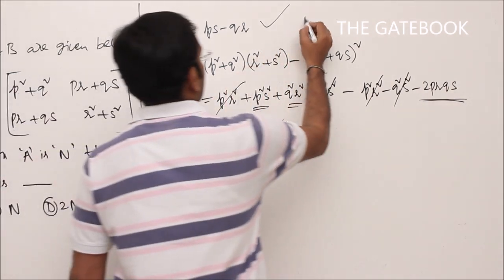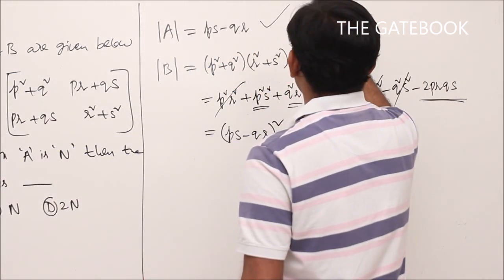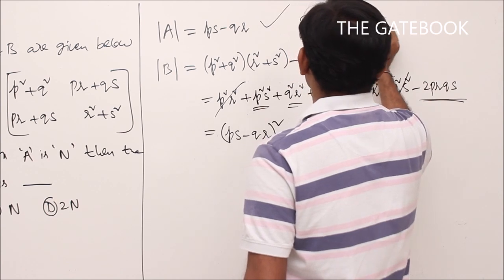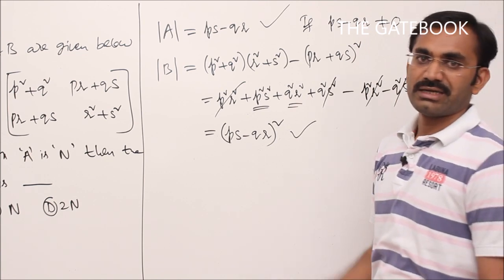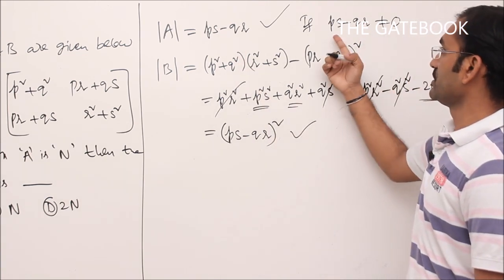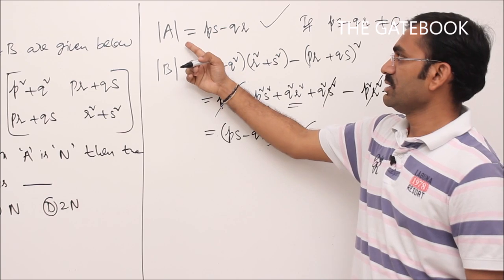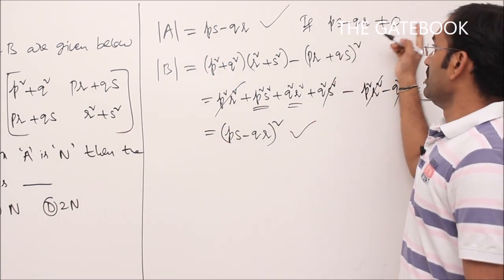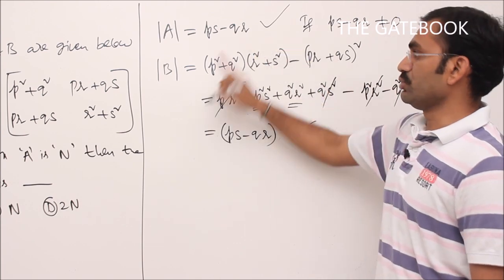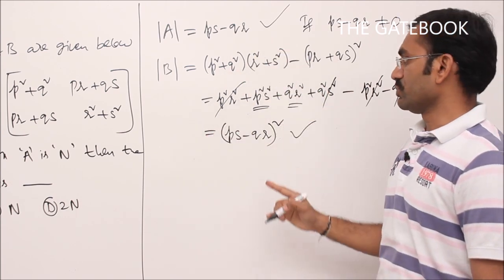Suppose PS minus QR value is not equal to 0, so det A value is not equal to 0. If det A value is not equal to 0, rank is equal to the order of that matrix. What is the order of A? Order of A is 2. So in that case, rank of A is 2.